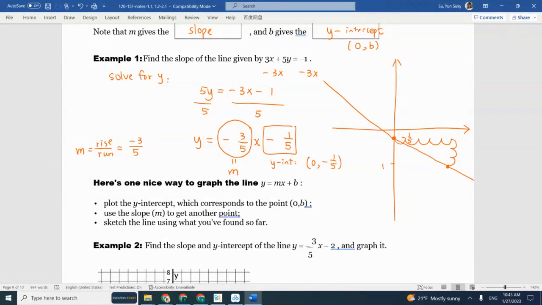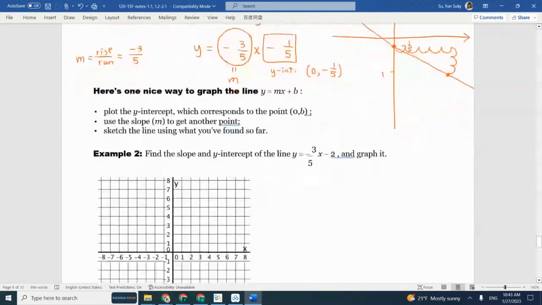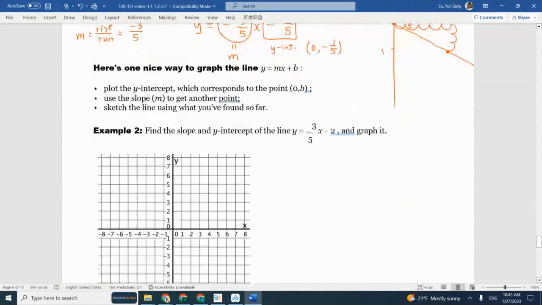Is that okay, everybody? So this represents the ratio. So this is the line. Okay. And 2 points can fix a line, right? Okay.